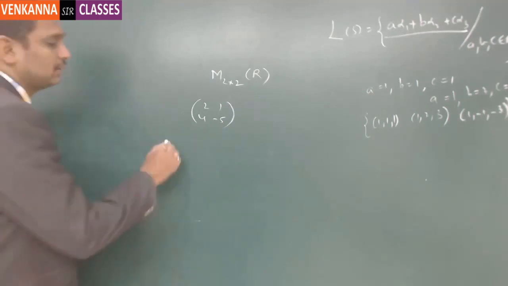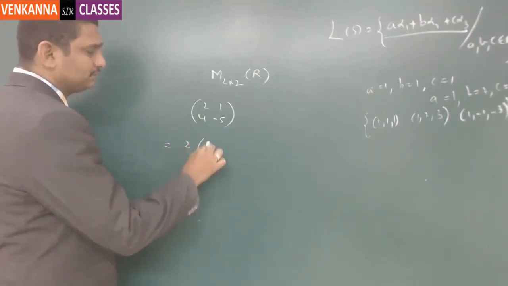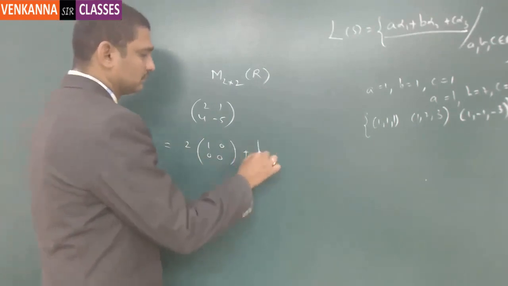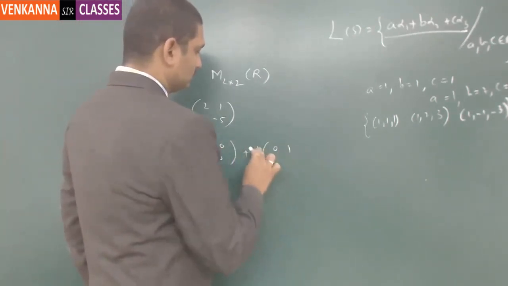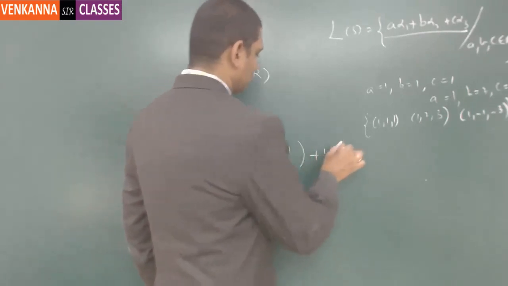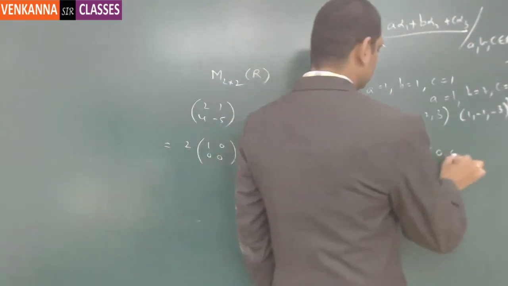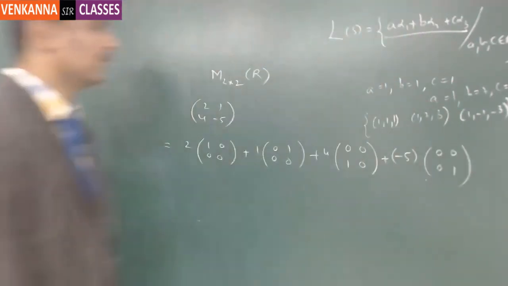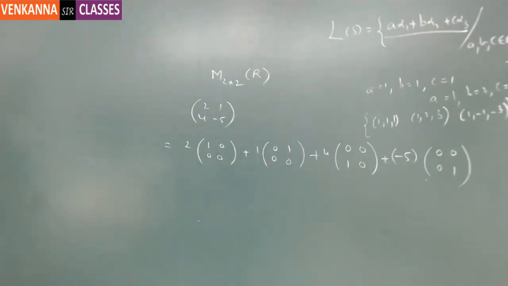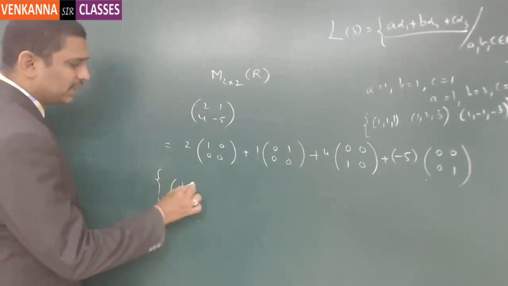So I will say that this thing will be written as this. Do you accept it? Yes or no? All of you. So the spanning set is typically 1 0 0 0.